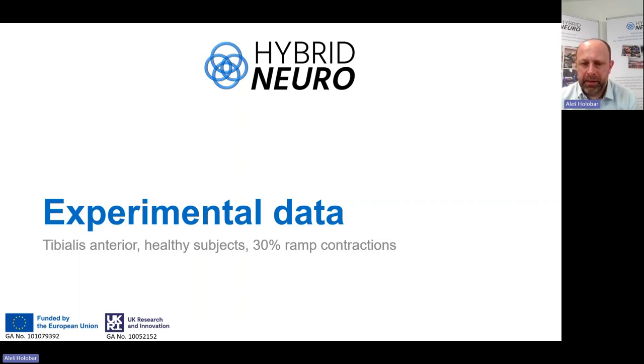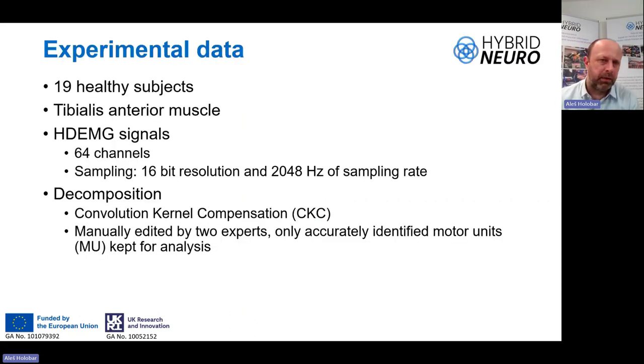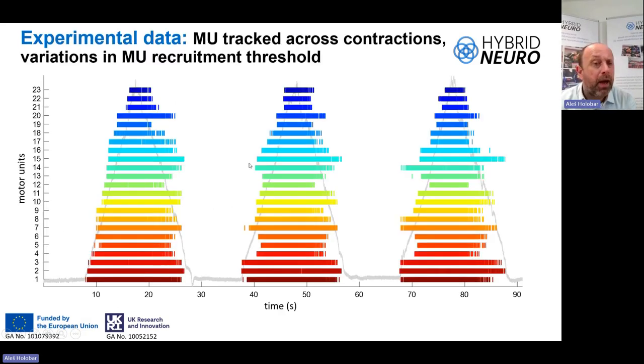The very same thing you can apply to the experimental data, but I need a few more minutes to explain how this experimental data has been acquired, just for you to be able to understand what is behind the experimental data. So it has been acquired from 19 healthy subjects in the tibialis anterior muscle, the high-density EMG recorded with 64 channels, 16-bit resolution. We decomposed it using the convolution kernel compensation technique, and we manually edited the results by two experts. And these are the results of this editing.